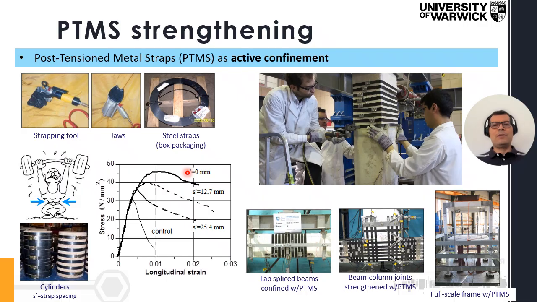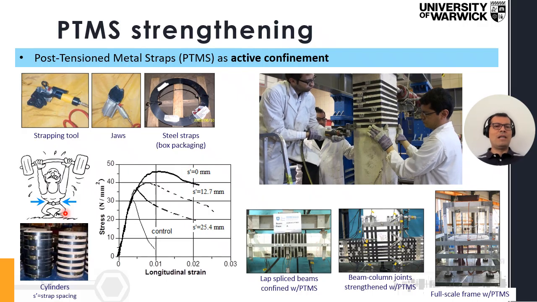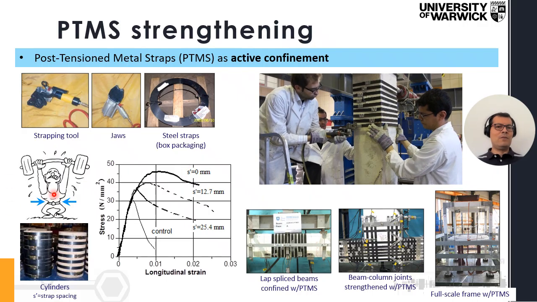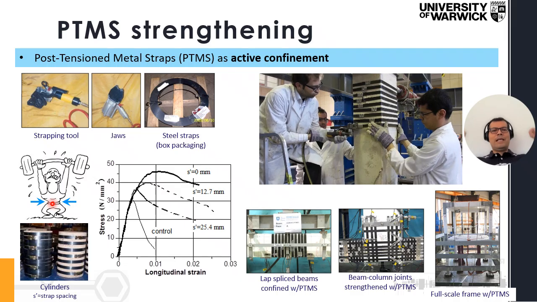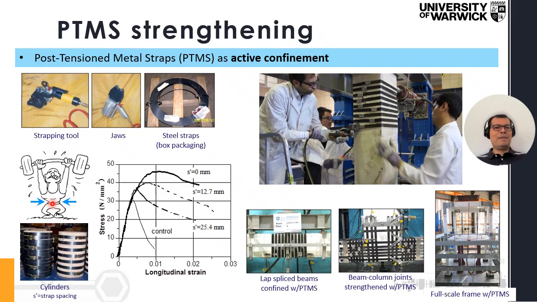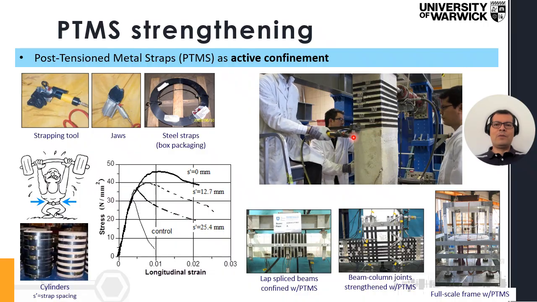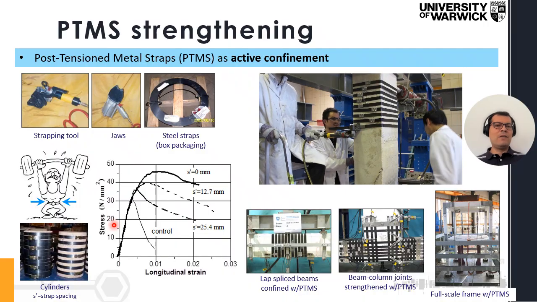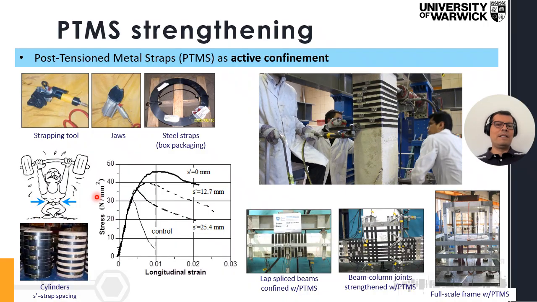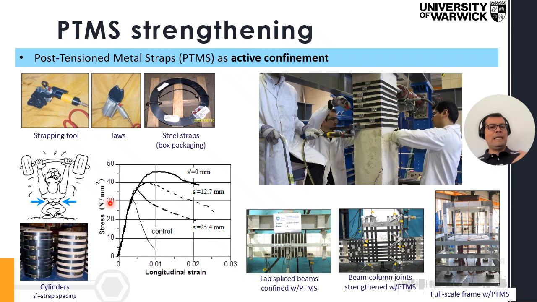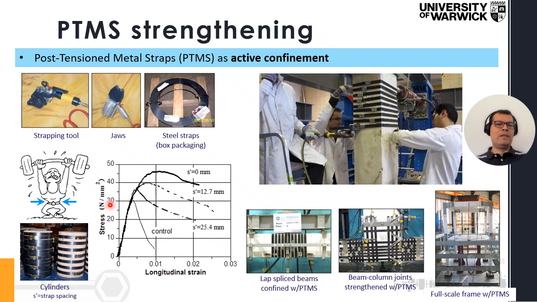And if you think about it, the principle is very simple. It's more or less what weightlifters do. A weightlifter, to take more weight, basically belts up. Here you can carry on watching the video, just to give you an idea of what the metal strapping can actually do in terms of increasing the strength and the deformability of concrete.